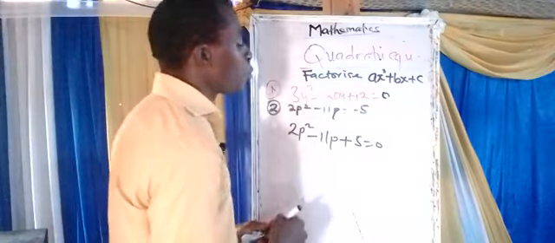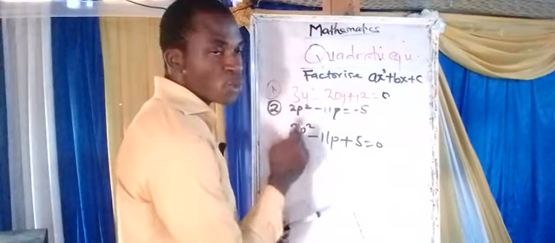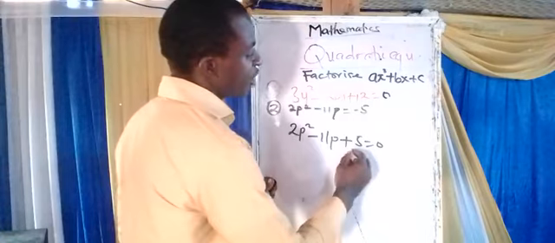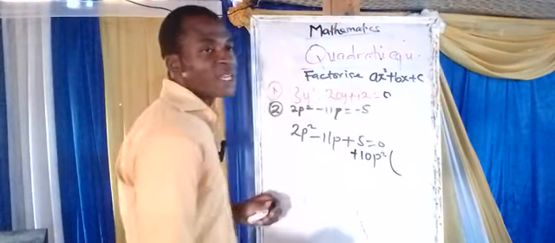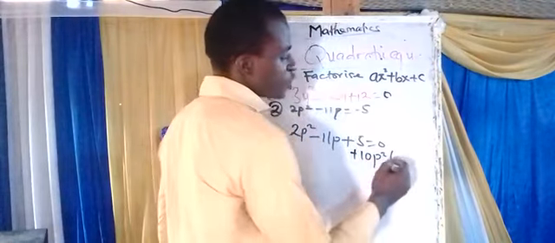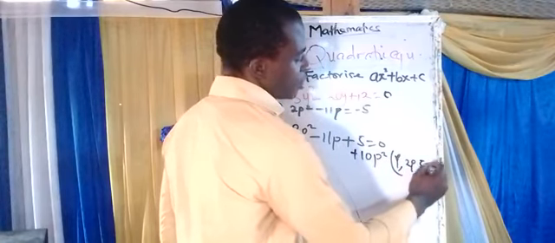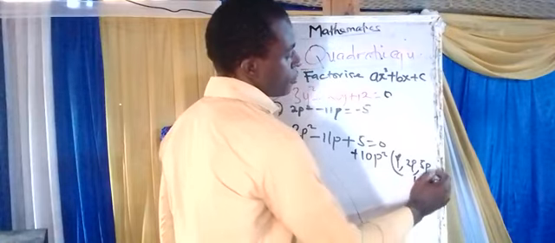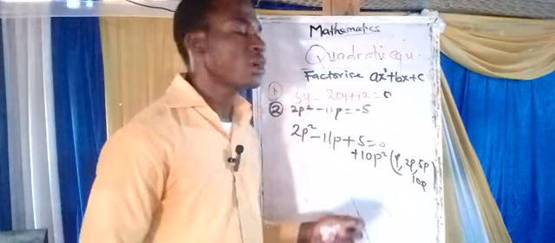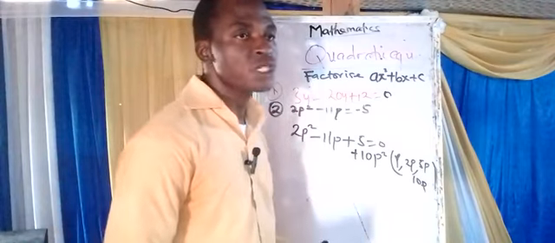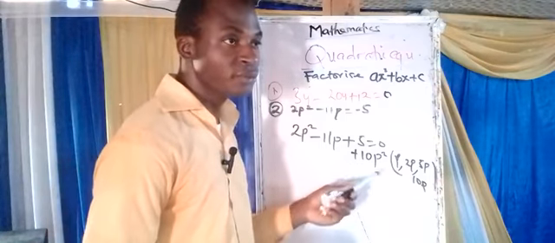Don't forget, we've talked about that over time. Now, we do exactly what we did in the previous calculation. 2p squared times plus 5 will give us plus 10p squared. What are the factors of 10p squared? We have p, we have 2p, we have 5p, then we have 10p. All these are the factors that we have for 10p squared. Do you have any number that can divide 10 again?